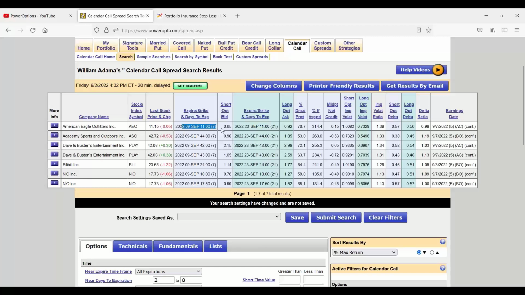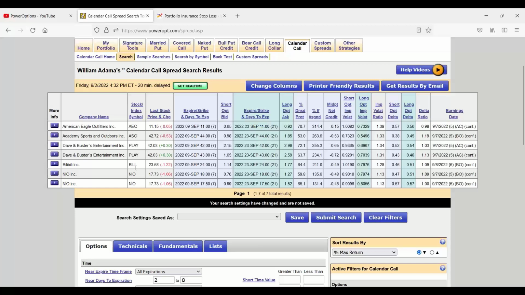American Eagle, 9th of September, 11 strike at 65 cents. Natural, again, 21 days out, 23 September, 11 strike at 92. The midpoint debit is only 15 cents if you can get it. But at natural, we're looking at about 27, so it would still be pretty expensive. High percentage return. Implied volatility ratio, exactly what you want, 1.38. The short option implied volatility for the 9th is 1.008, and the IV for the long is 0.73, a 1.38 implied volatility ratio. Earnings coming up on 9/7.